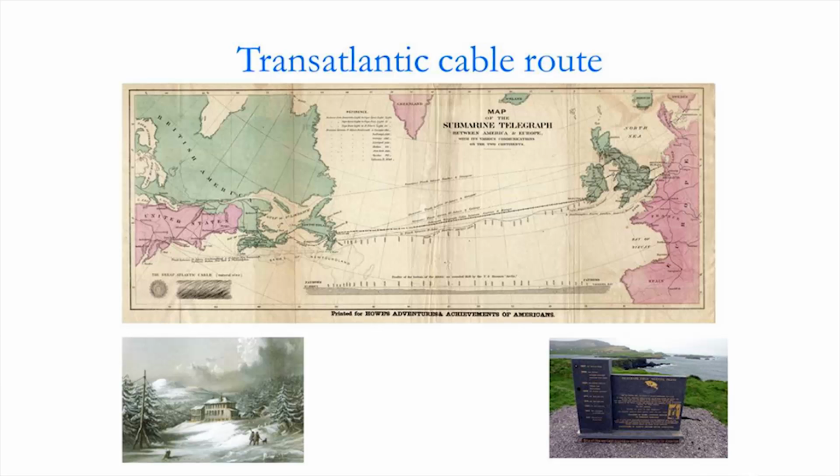Now, the shortest direct route is between the south of Ireland here, from Valencia Island, and this is a plaque here in the southwest of Ireland, to Newfoundland, and here's a sketch of Telegraph House at Trinity Bay in Newfoundland. Unfortunately, the shortest route turned out not to be suitable in terms of the profile of the sea floor, and there's a plateau which goes along here. Apparently, this line underneath it is giving the depth of the sea floor as you're going along.